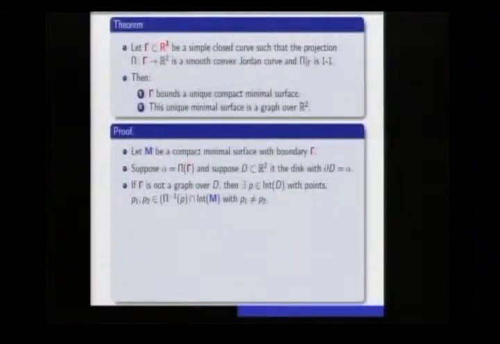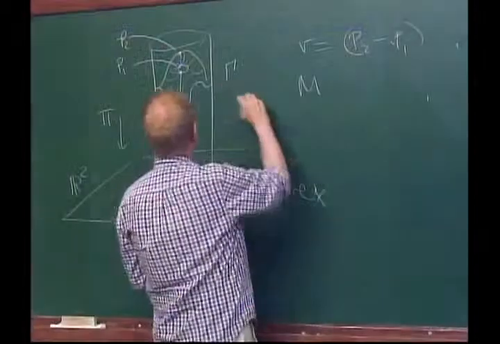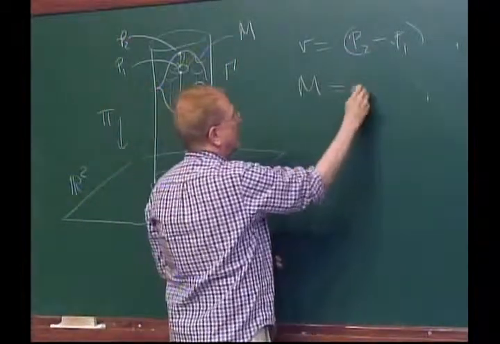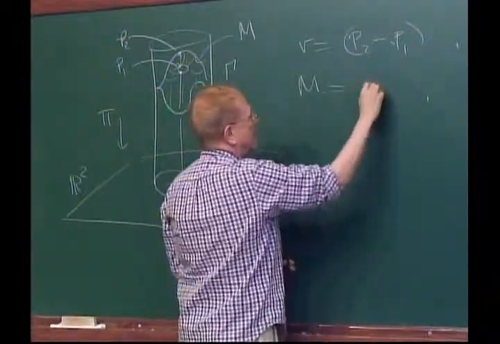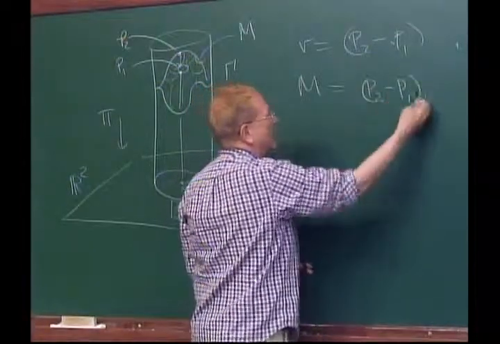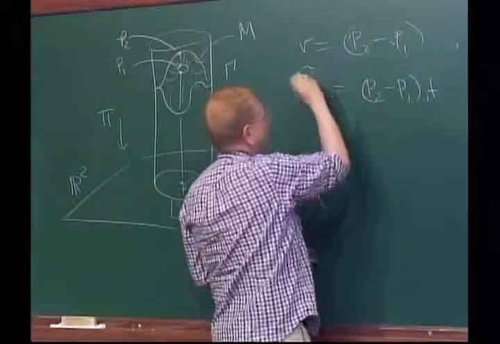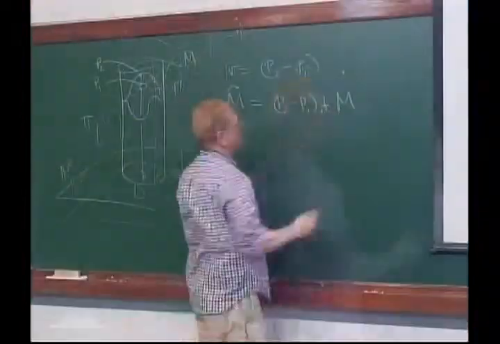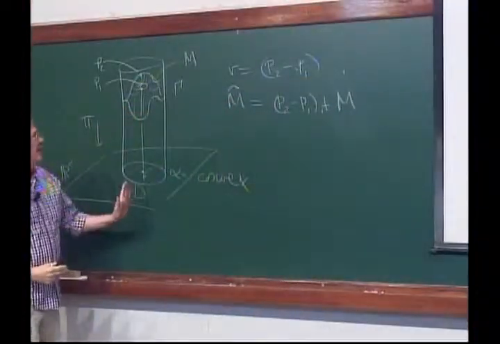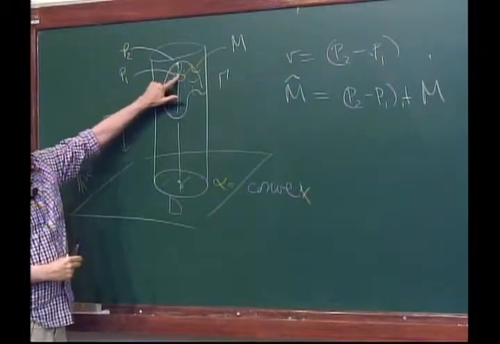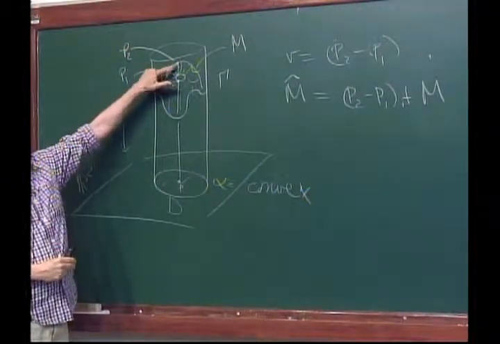Okay, and we can translate the surface up. So we can take the surface, which I'll call M. M's our surface, and I'm going to translate it up by this vector, P2 minus P1. Let's call it M hat, which is v plus M. So I'm going to translate the surface vertically up, and when I do that, the point P1 is going to translate up to the point P2.